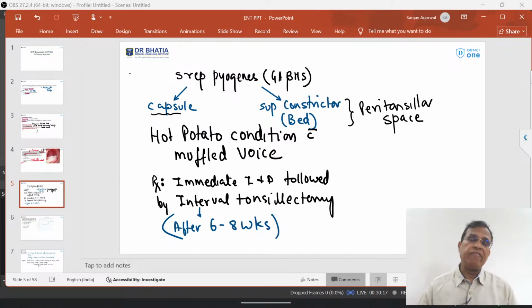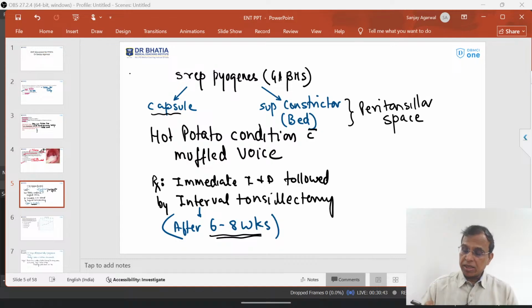Now Quinsy is a very painful disease in the throat, and that's why it is described as a hot potato condition. And muffled voice. What is a muffled voice? When there is food in the mouth and you try to speak, that voice is called a muffled voice. And what is the treatment? Immediate incision and drainage followed by interval tonsillectomy. And what is interval tonsillectomy? Tonsillectomy done after 6 to 8 weeks is called interval tonsillectomy.